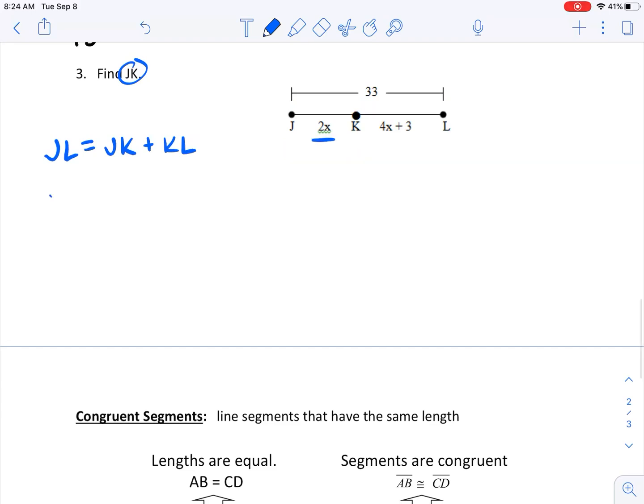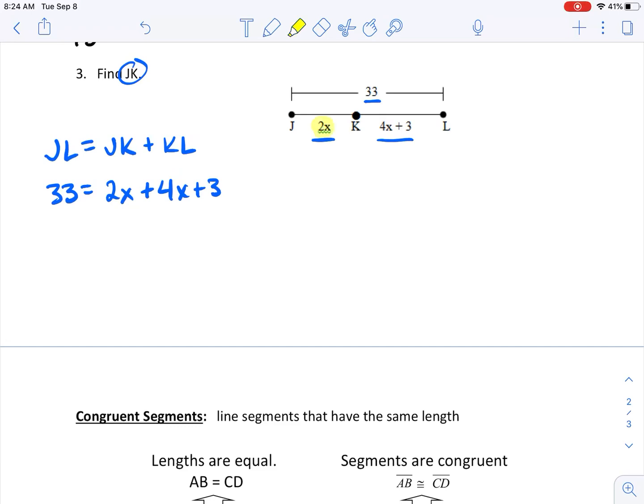Now I'm going to substitute in what I know. For JK, I see that I have 2x. For KL, I have 4x plus 3. But that's not all I have. I forgot up here for JL, I know it's 33. So I'm going to take JL out and put 33.